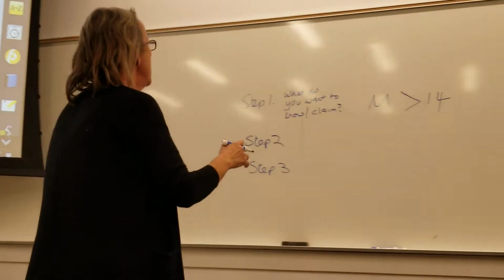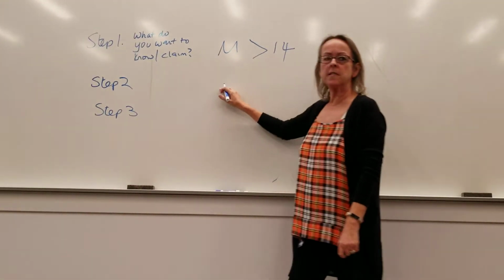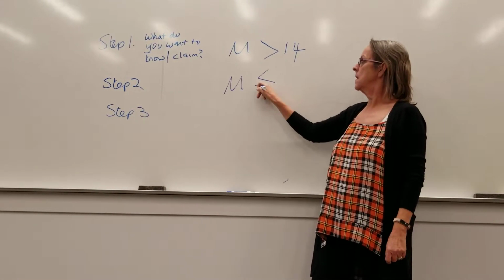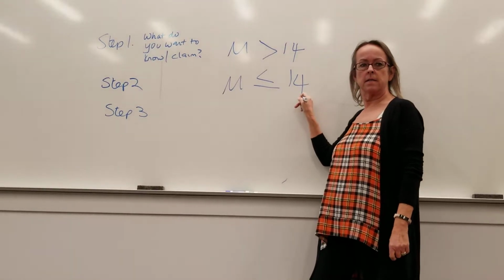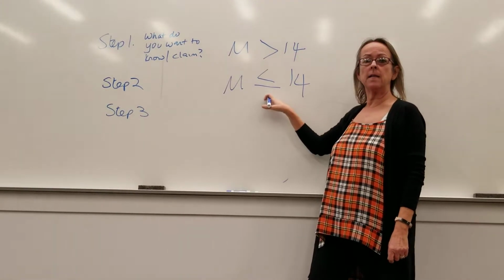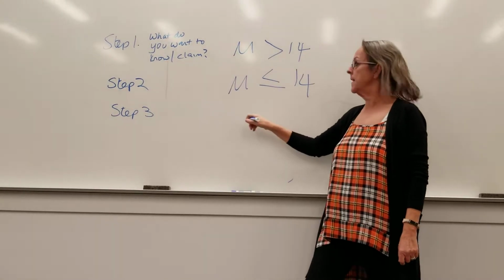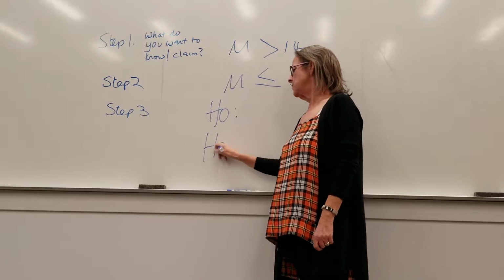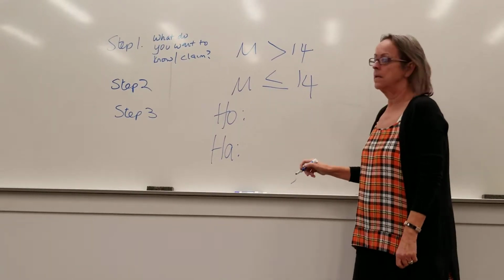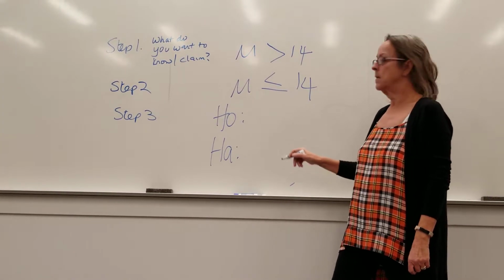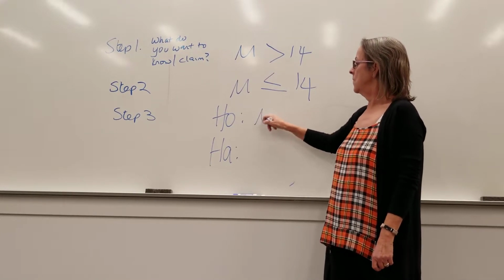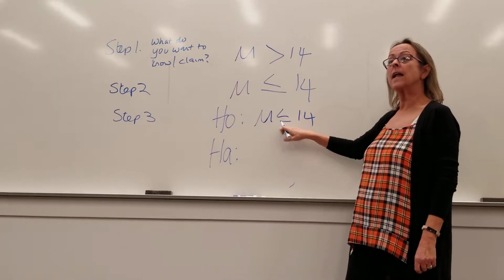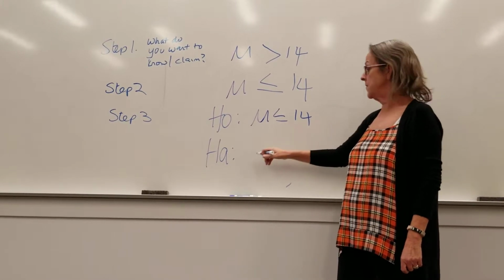Okay. What's the opposite of that so that it's mutually exclusive and collectively exhaustive? It's not. Got it? That's the opposite, right? Which one is the null hypothesis and which one is the alternative? The first one. Why is that the first one? Because it's got to have an equality in the null hypothesis.